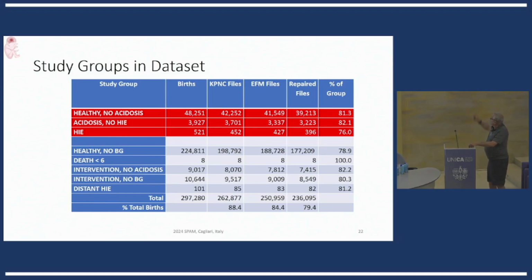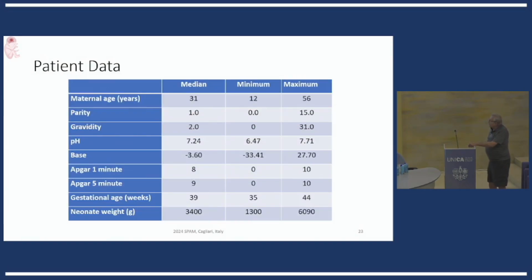We can see the healthy no blood gas group is the majority of the signals, some 177,000, and the other groups are somewhat smaller. For the patient data, the median maternal age is 31 years. The minimum is 12 and the maximum was 56, which made me ask the question, as one of the previous authors did, are these actual real data? I was assured by my clinicians that it was. And then we have pH, base deficit, APGARs, gestational age, and neonatal weights.